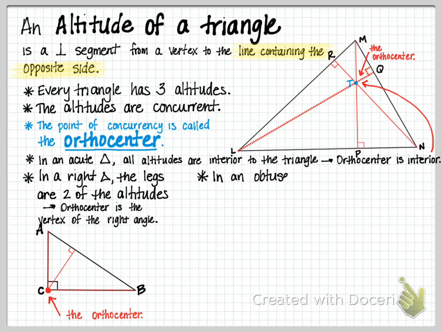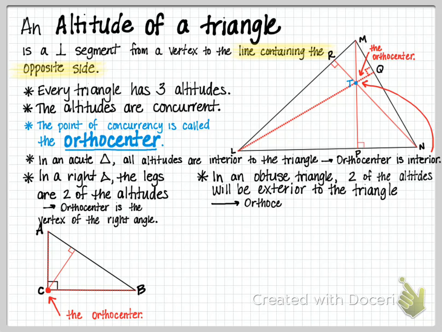And the third case is in an obtuse triangle. 2 of the altitudes will be exterior to the triangle. And because of that, the orthocenter, where they all will meet, will have to be exterior as well. So here's our obtuse triangle, triangle XYZ, and we've got the segment YW, which is one of the altitudes, and it's interior, the whole altitude there.